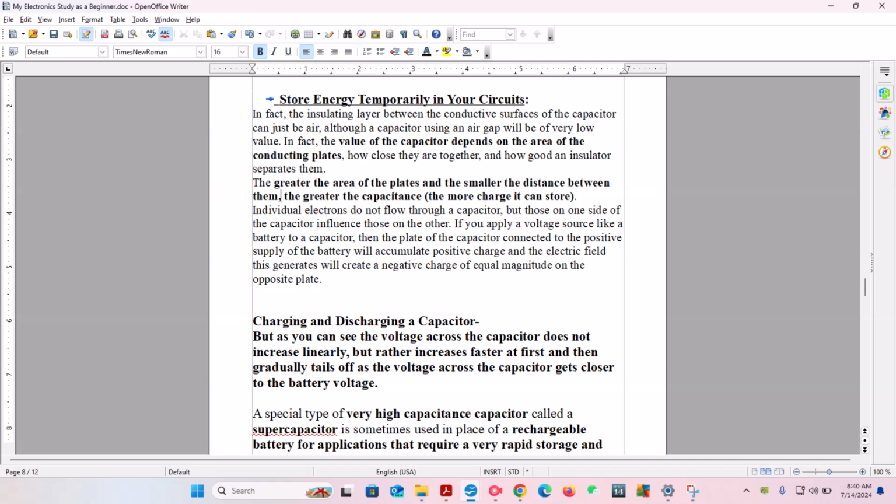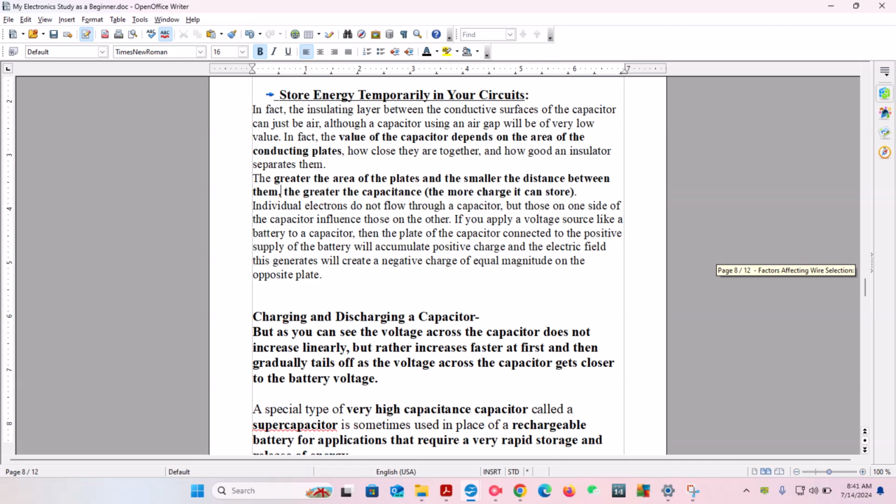Individual electrons do not flow through a capacitor, but those on one side of the capacitor influence those on the other. If you apply a voltage source like a battery to a capacitor, then the plate of the capacitor connected to the positive supply of the battery will accumulate positive charge. So you can see the trend here: positive supply, so positive charge. The electric field this generates will create a negative charge of equal magnitude on the opposite plate. Remember, you need plus and minus to get electricity. You can't just have pluses or minuses.